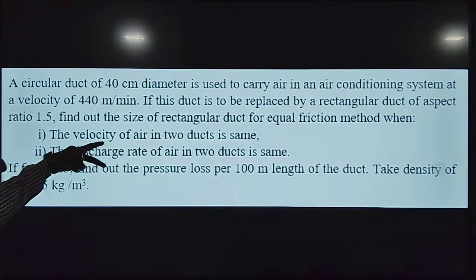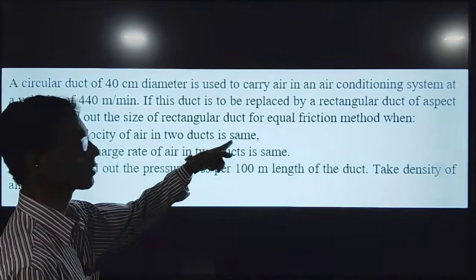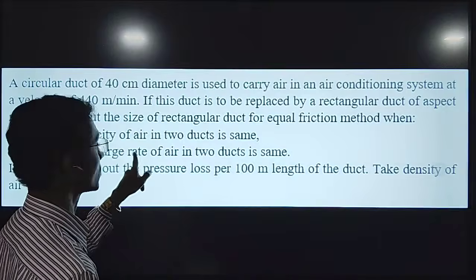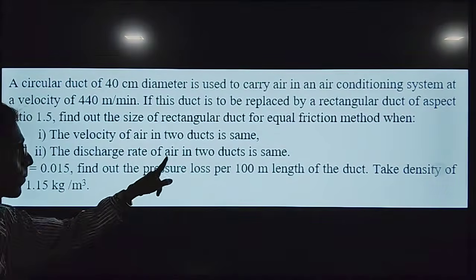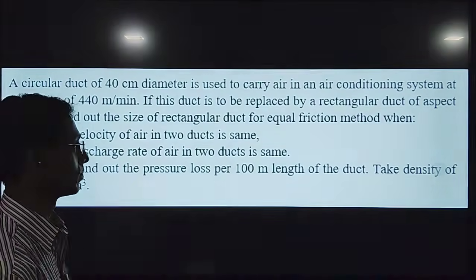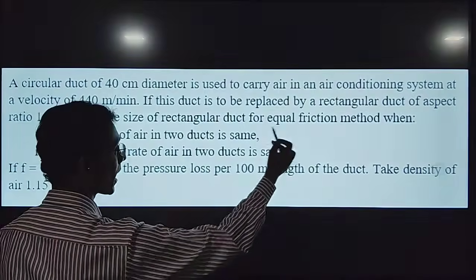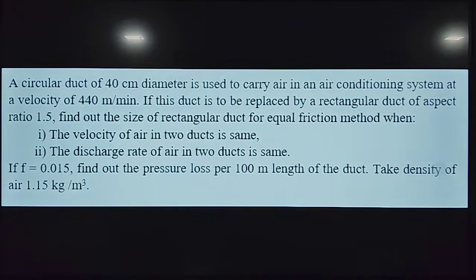Now here are the two conditions normally we use in the equivalent diameter concept. First, when the velocity of air in the two ducts is the same, and second, when the discharge, meaning the volume flow rate of air, in the two ducts is the same. So we will have two sets of calculation for these two conditions.